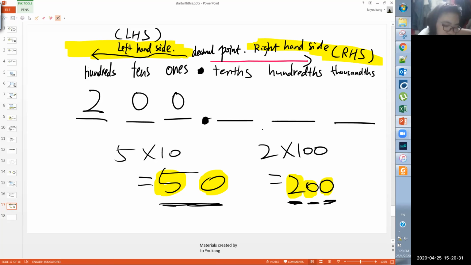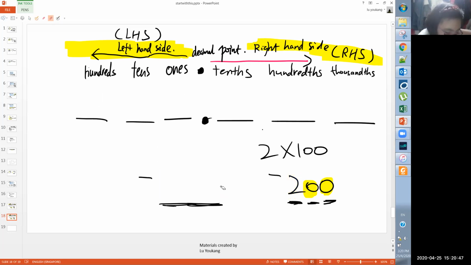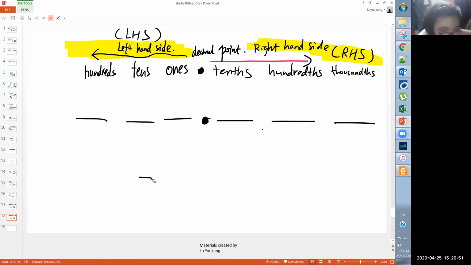So now we have talked about mainly the left hand side. So now let's move on to the next part. So multiplication, we are done.